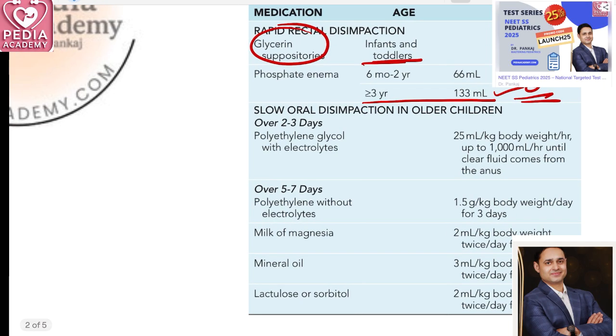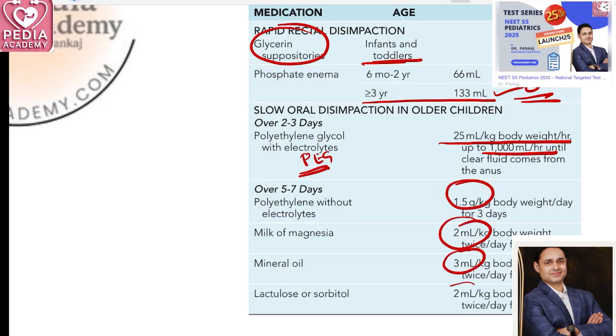Slow oral disimpaction protocols of PEG. PEG is 25 ml per kg body weight up to 1000 ml per hour. 1.5, 2, 3 and 2. Why am I doing that? Because you have to remember in this order: PEG, milk of magnesia, mineral oil and lactulose. This is per body weight per day for 3 days.